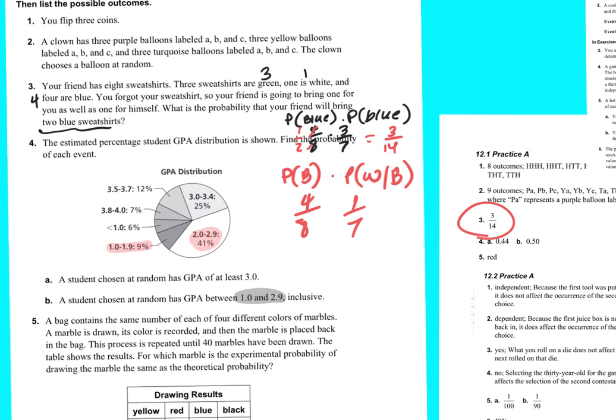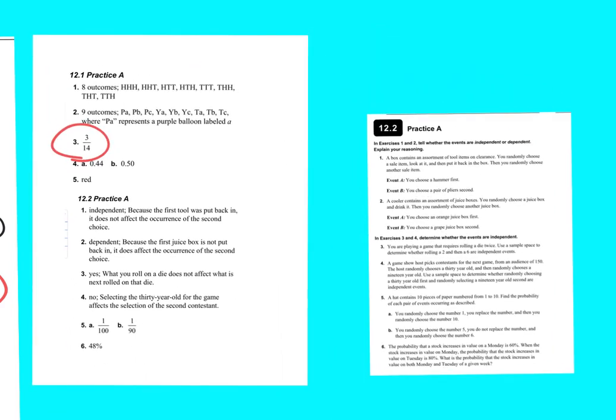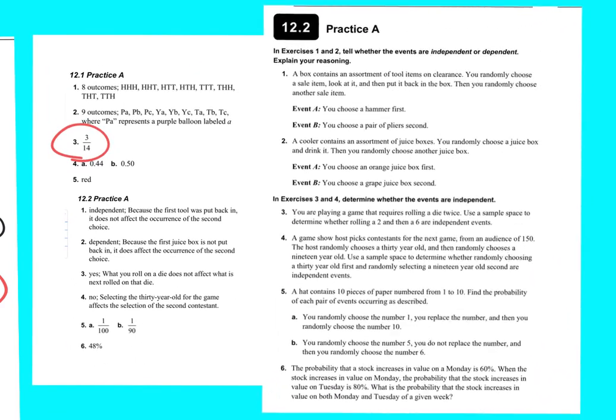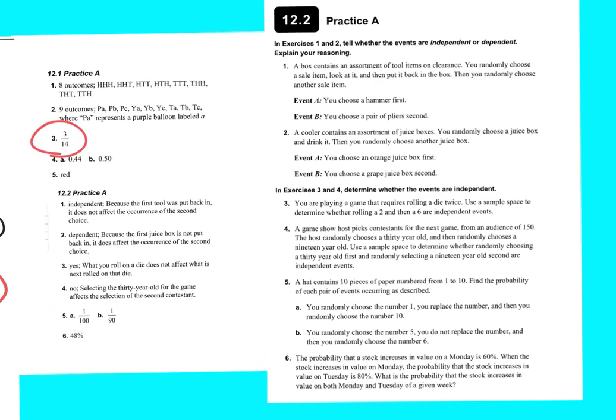Any other questions on practice 1? Okay, how about practice 2? Yeah? What does inclusive mean? Inclusive means it includes it. So like from 1 to 2.9, that means you're starting at 1 and including 1. If it was not inclusive, it would start after 1, so it'd be like greater than 1. Greater than or equal to would be inclusive.